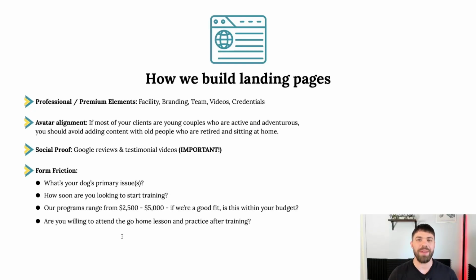And the next one we have here is form friction. And this is perhaps the most important landing page element that will determine the quality of leads that you get into your business. So listen up. You're always gonna have your standard questions like first name, last name, phone, email, and you probably wanna have dog's name, dog's age, dog's breed. That's all fairly standard. Additional questions like this can help you attract higher quality leads and weed out low quality leads.